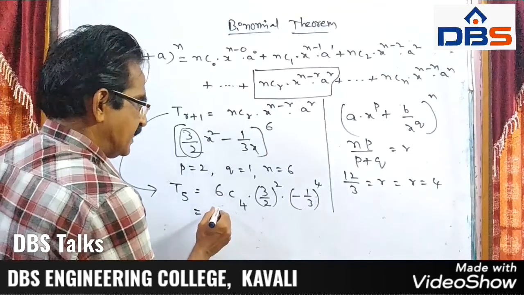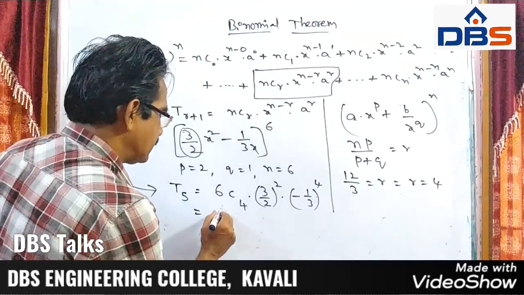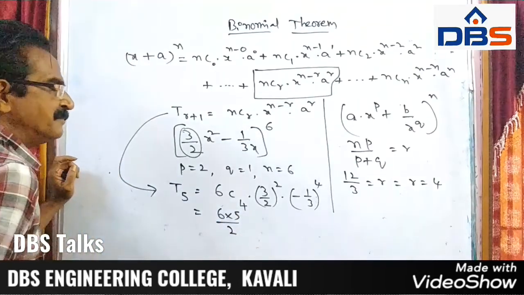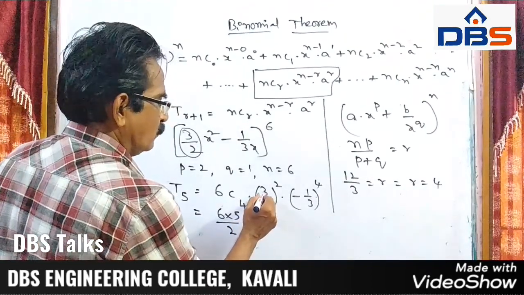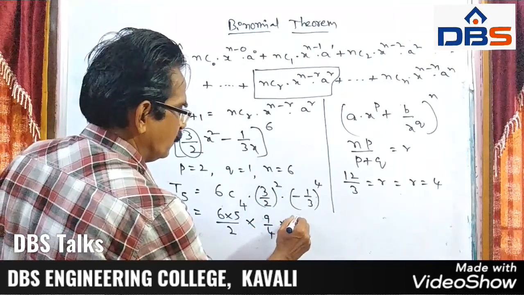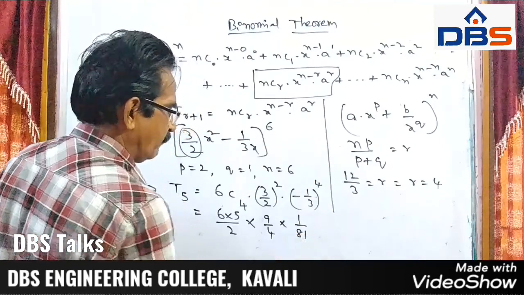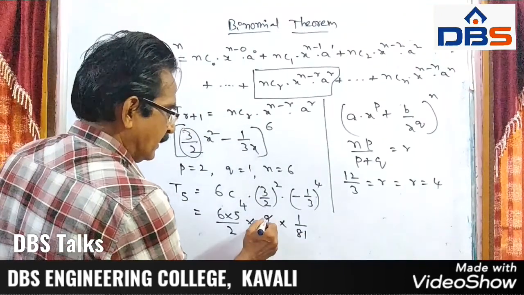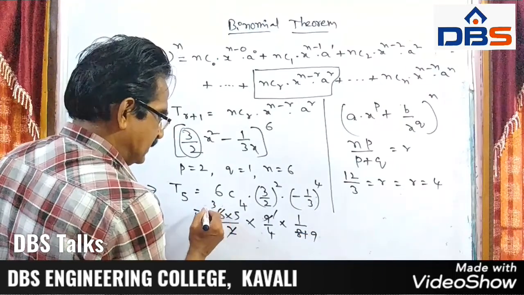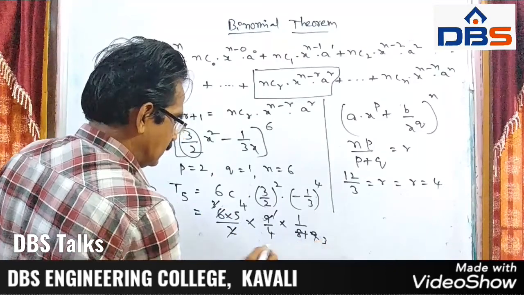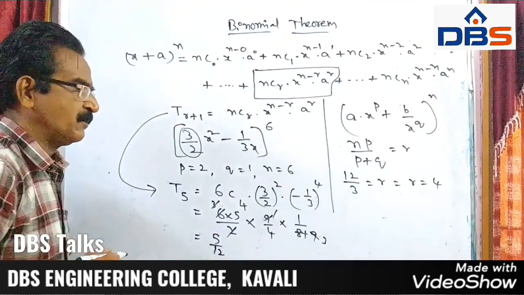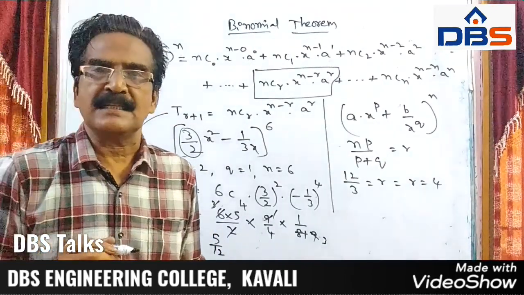Okay friends, 6C4 means 6 into 5 by 2 factorial, into 3 by 2 whole square, that is 9 by 4, into 1 by 81. 9 nines 81. 2 threes 6. 3 3s. So numerator 5, denominator 12. 5 by 12 is your answer, friends.